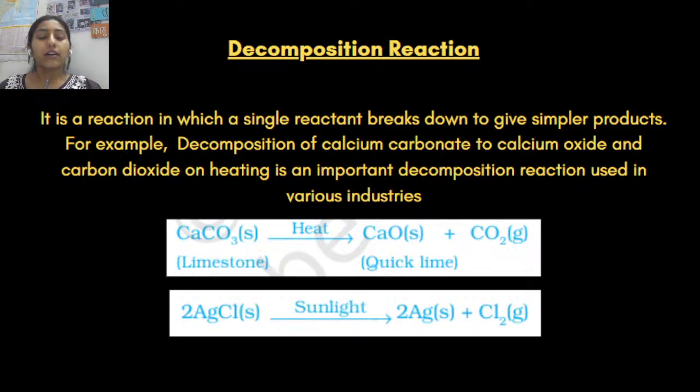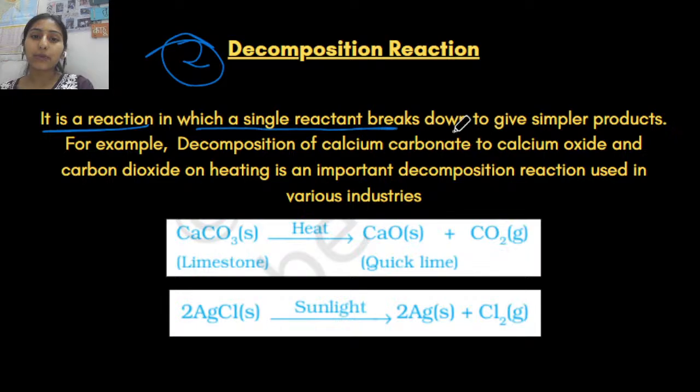Then again, decomposition reaction. The second type of reactions we are going to discuss are decomposition reactions. It is basically the reverse of combination reaction. In combination reactions, we have two reactants and one product. In decomposition reaction, we reverse this, so there would be one reactant and two products. It is a reaction in which a single reactant breaks down to give simpler products.